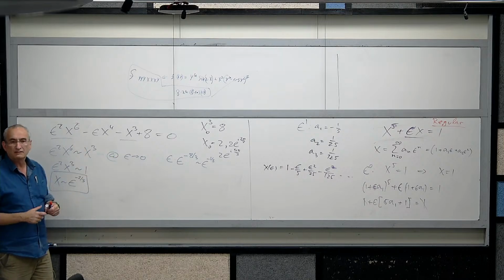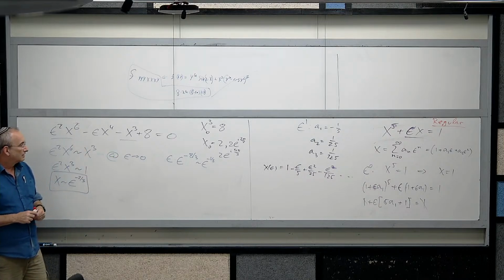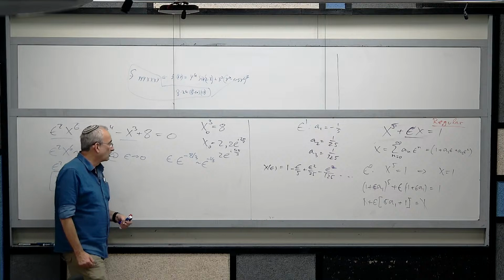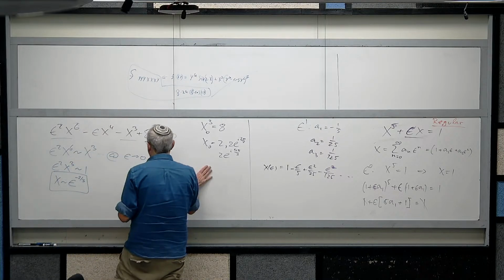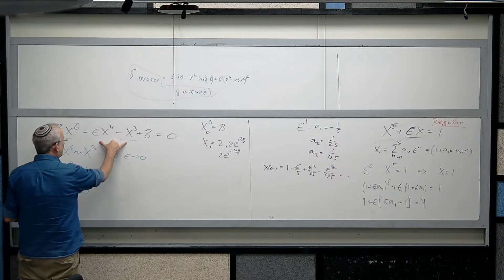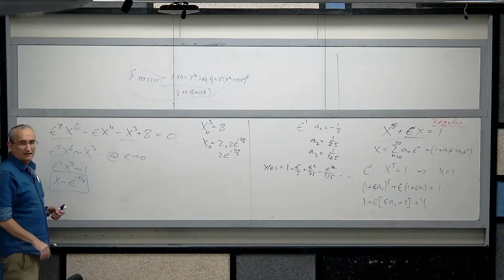Slower? Even if it's not faster? No. 1 over epsilon squared diverges much faster than 1 over epsilon. The lower the negative power, the slower the divergence. Okay? And you can check that if you try to use these two terms for the dominant balance, you will find out.